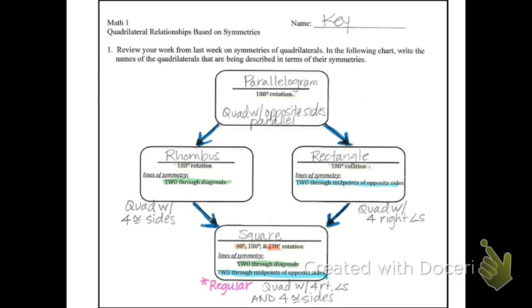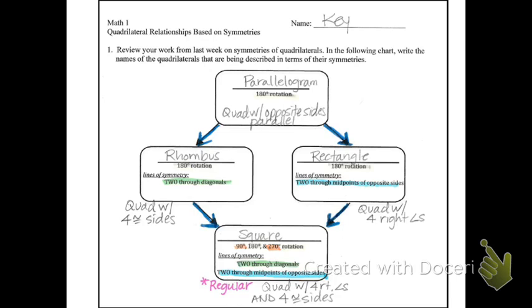Now this next handout is the one that you should have filled in earlier this week, and it's based on our work from last week. Here we have the 4 quadrilaterals again, and we have their definitions. Again, the parallelogram, quadrilateral with opposite sides parallel. The rhombus, the quadrilateral with 4 congruent sides. The rectangle, the quadrilateral with 4 right angles. And the square, the quadrilateral with 4 congruent sides and 4 right angles.